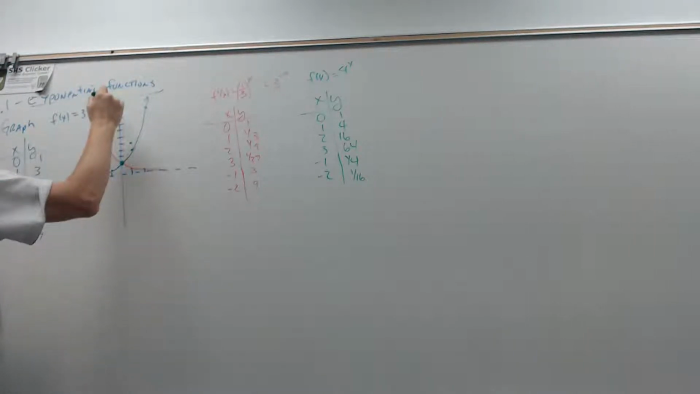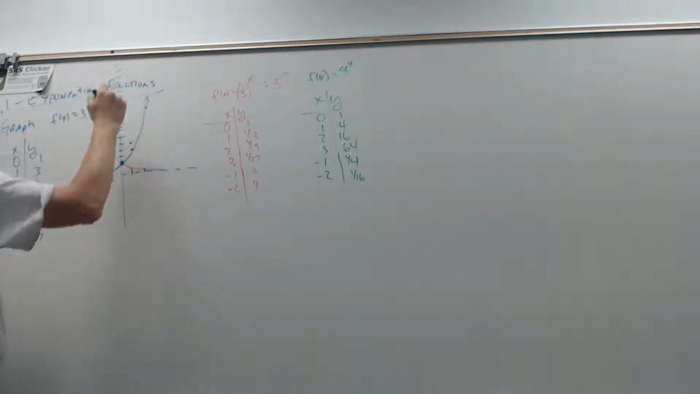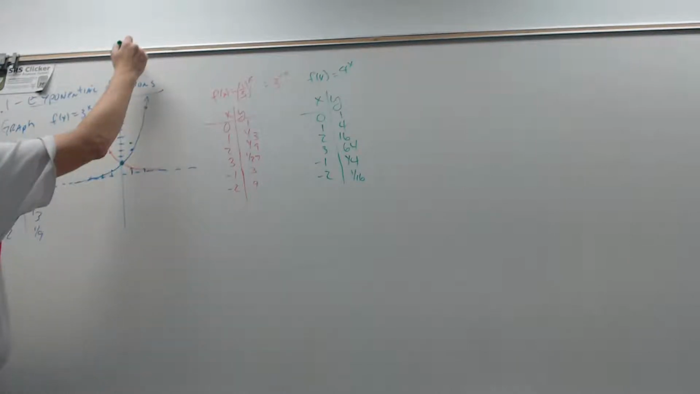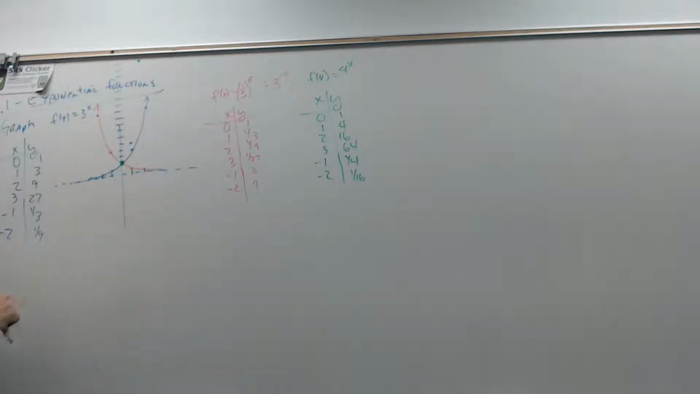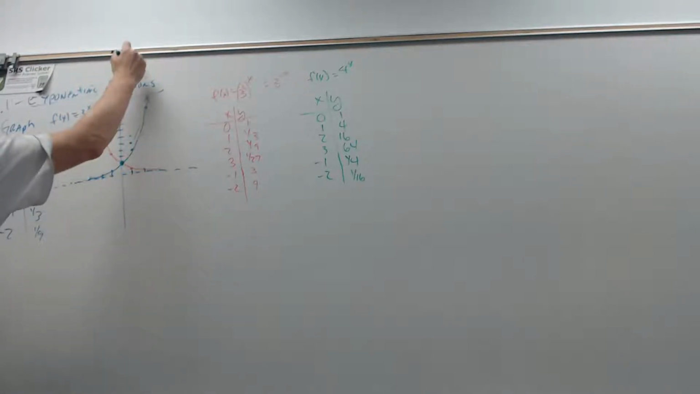2, 16. That's 9, 10, 12, 13, 14, 15, 16. We're all the way up here. I'm not going to do the next one because it's off the board. Negative 1, like off the chart. 1/4 is here. Okay, so here we go.